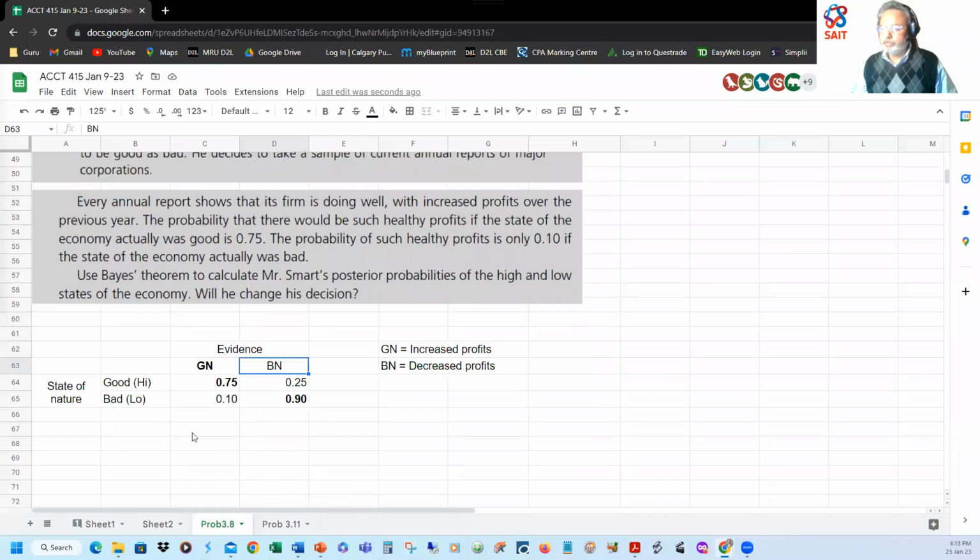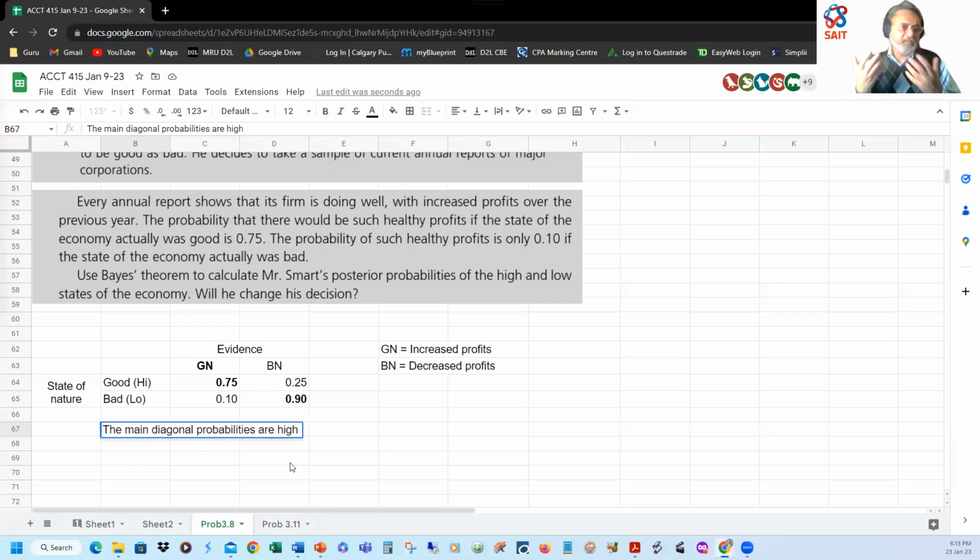Okay, so there's a couple of things that you need to watch out for here. This information system is, first of all, the main diagonal probabilities are high. And when we say high, it's a value judgment, but certainly they are greater than 50%. And so you would argue that this information system is useful.